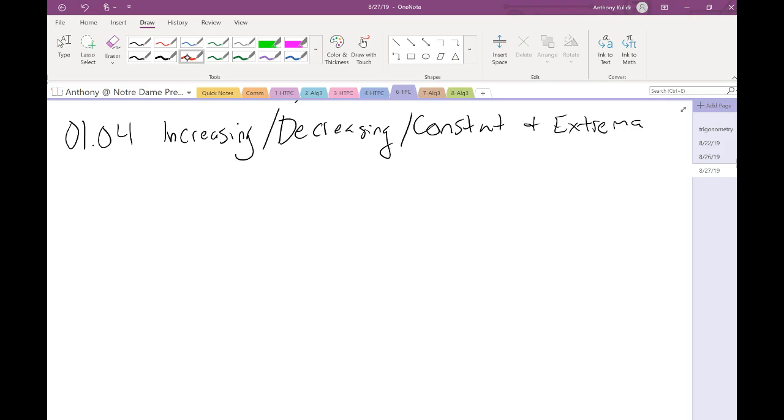So, when we talk about increasing, decreasing, and constant, what I mean is the increasing parts is where the graph is uphill. The graph is going uphill. Decreasing, what we mean is where the graph is going downhill. And constant is where the graph is flat.